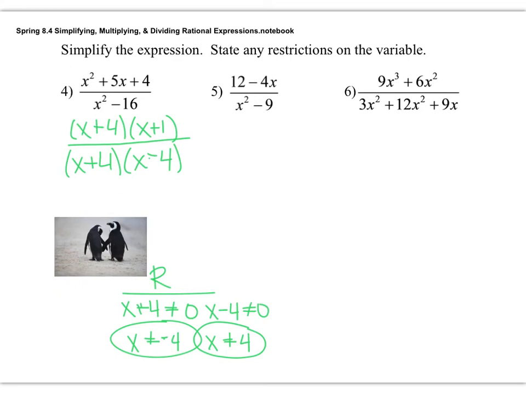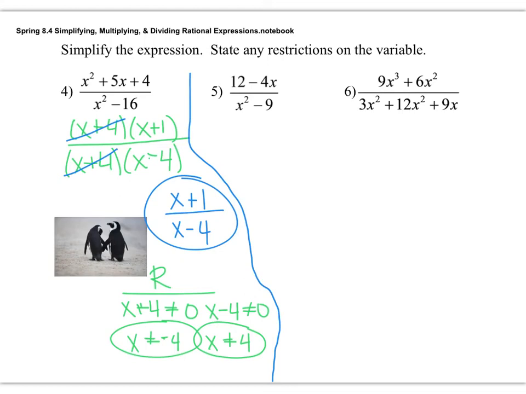All right, and then step 3 says to cancel. So looking, I can cancel. I have an x plus 4 and an x plus 4. So all I have left is x plus 1 over x minus 4. Can I cancel those x's? No, don't cancel those x's. I can't cancel them, right? If they're held with plus and minus, it's like super glue. So don't touch those.